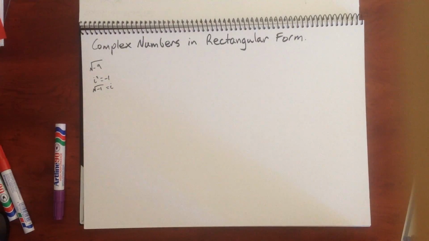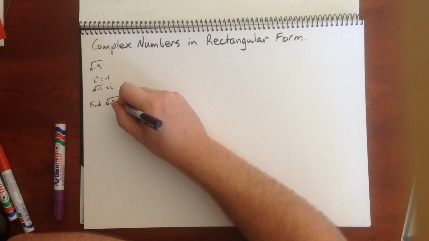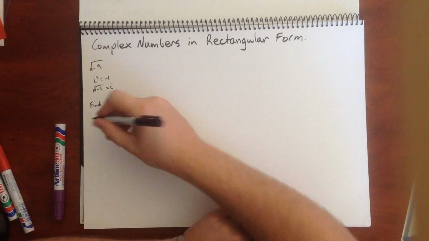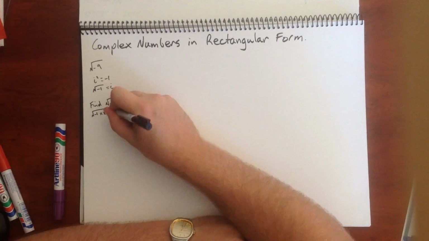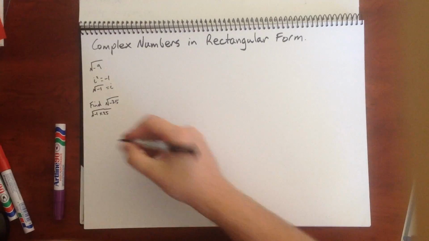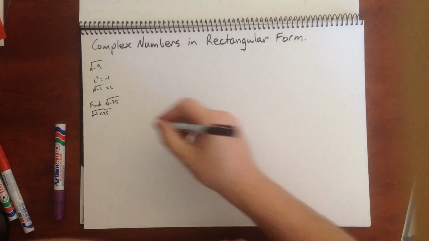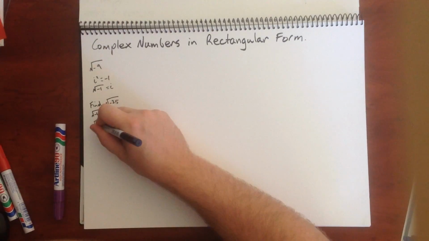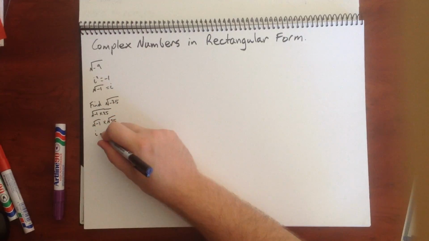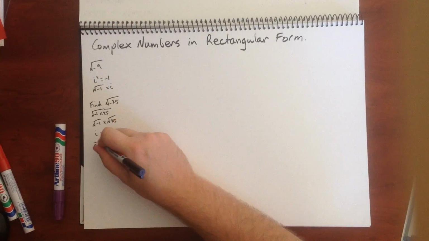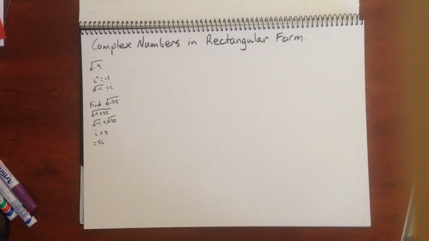So for example, if we want to find the square root of -25, we can think of that as the square root of -1 times 25. Then we can say the square root of -1 is really i, and the square root of 25 is 5. That gives us i times 5, and we usually just write it with the coefficient of 5 in front.